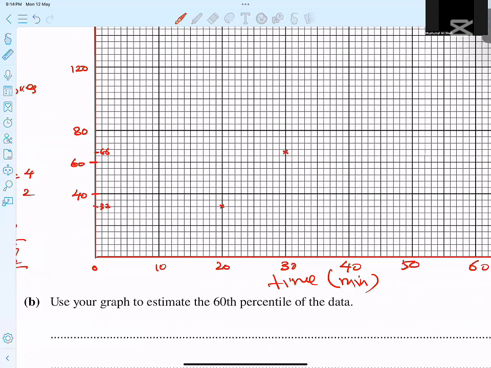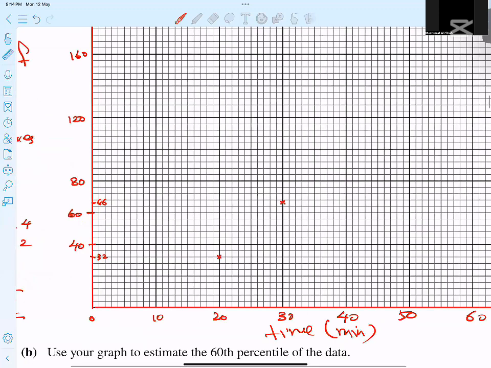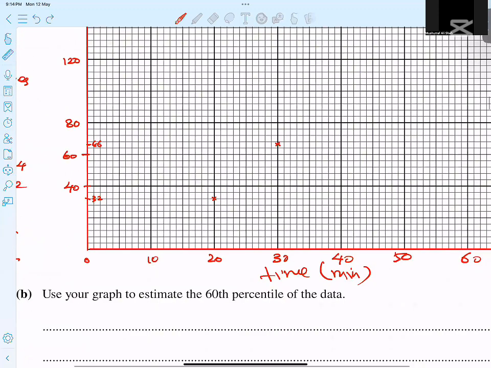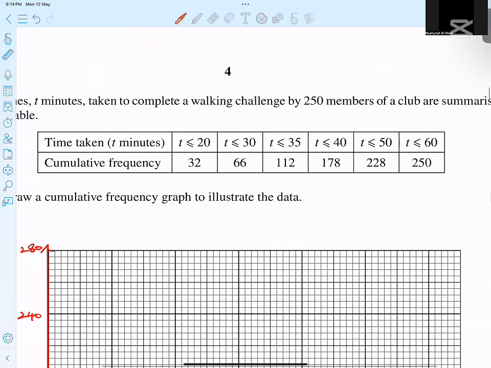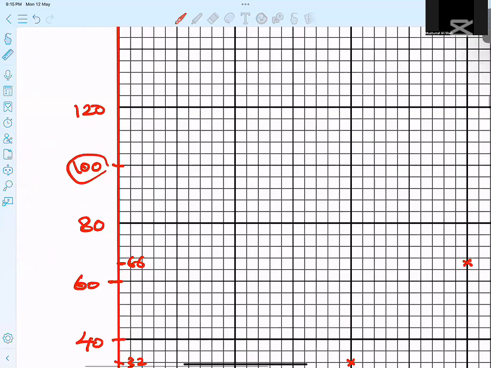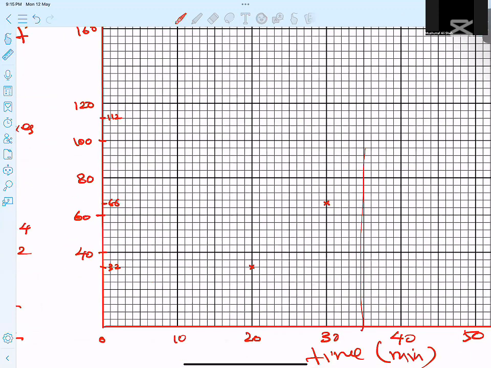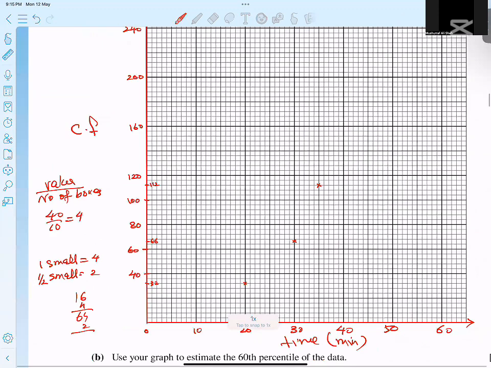Let's talk about the third point: 112 and 35. 35 is here, and where is 112? This is 100, and I'm looking for 112. 104, 108, 112: 4 threes are 12, which means 3 boxes above that one. 112 is here. So for 35, this line, I get the point here. I think you see how carefully I am doing every point.